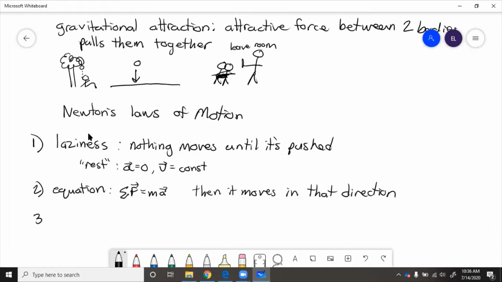The third law, this one is karma. For every action, there's an equal and opposite reaction. So sometimes that reaction can be the acceleration of the mass, unless you are pushing it and it hits something else, like a wall, and it stops. So then the reaction would be the opposing force.